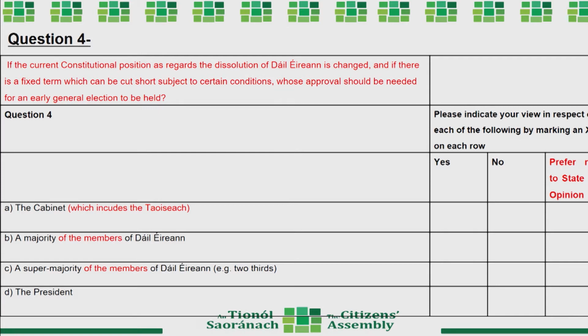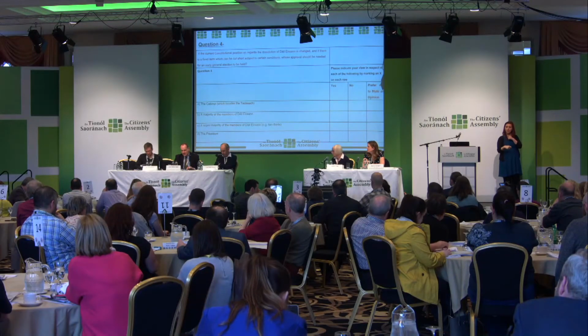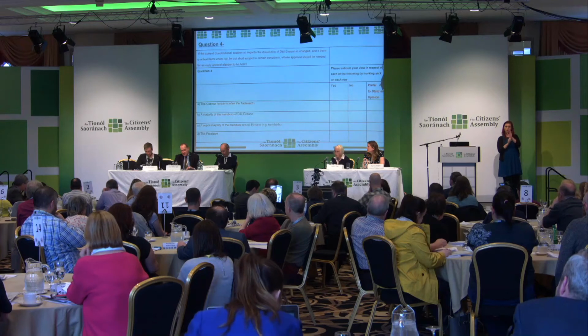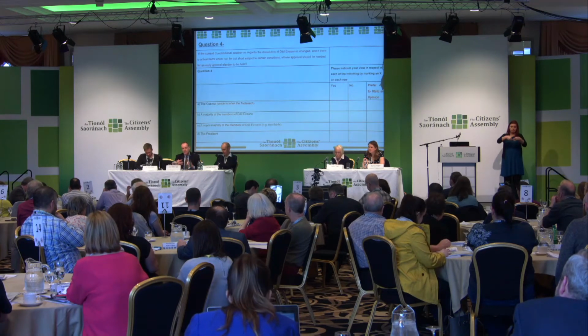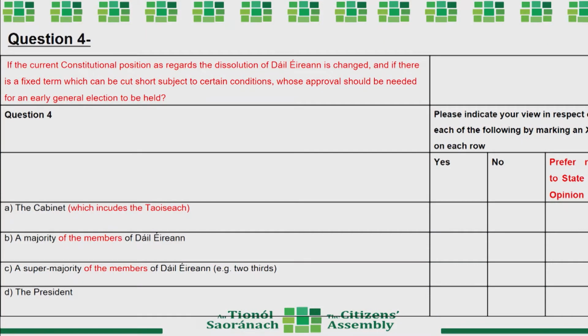There was a discussion that if we put the Taoiseach separately, it would raise some other constitutional issues. We understood that there was a need perhaps to signal the role of the Taoiseach here, but the Taoiseach is part of the cabinet, so that's where we included the Taoiseach. And then for both B and C, we included the clause a majority of the members of. So basically that's not just a majority of people who happen to turn up and vote, but a majority of the members of Dáil Éireann, and similarly for the supermajority.